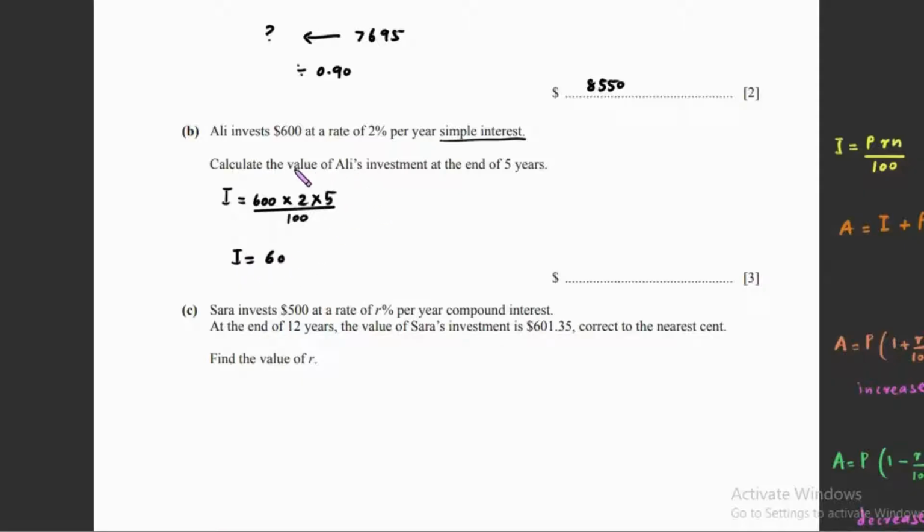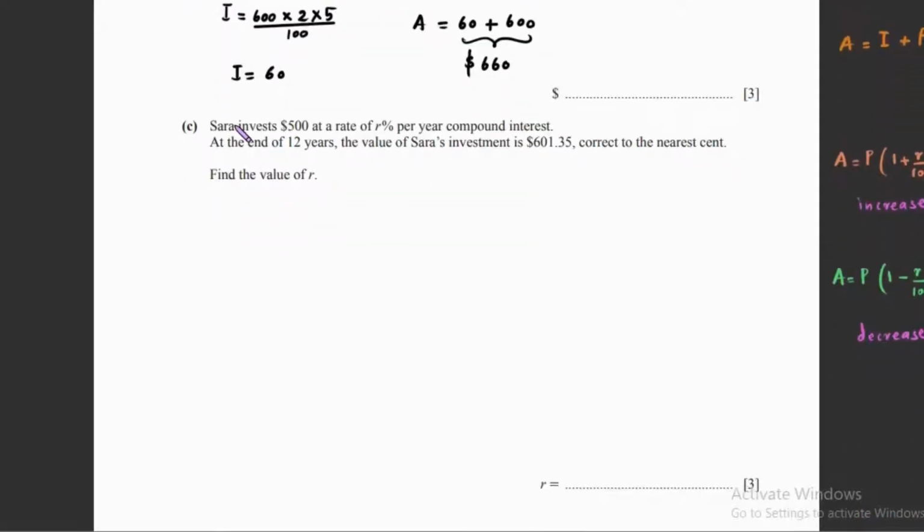But I need to calculate the value of Ali's investment at the end of 5 years, which means the final amount is what I'm supposed to find. So to find the final amount, the interest, which is 60, has to be added to the amount he invested, which is 600. So we end up getting $660. This is the value of Ali's investment.